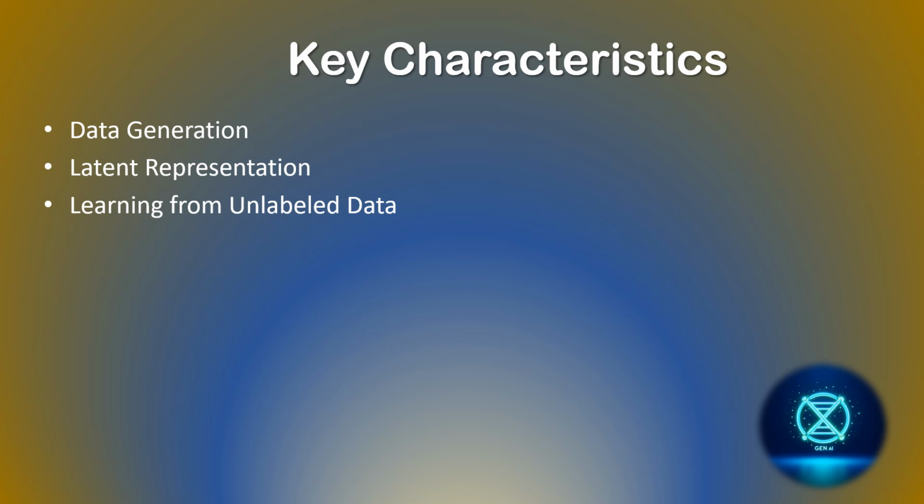The next is latent representation. Many generative models encode input data into the latent space, as I mentioned, where the data can be manipulated and transformed into newly generated instances. That is the latent representation, which is the key thing here. Okay, learning from unlabeled data: they can learn from unlabeled data, which is especially valuable in scenarios where labeled data is scarce or expensive to obtain. That is why it is very good to have learning from unlabeled data.